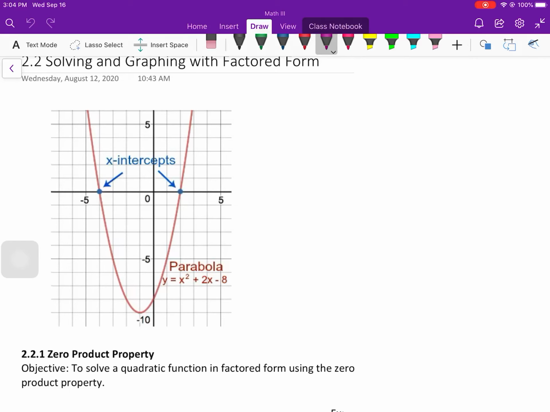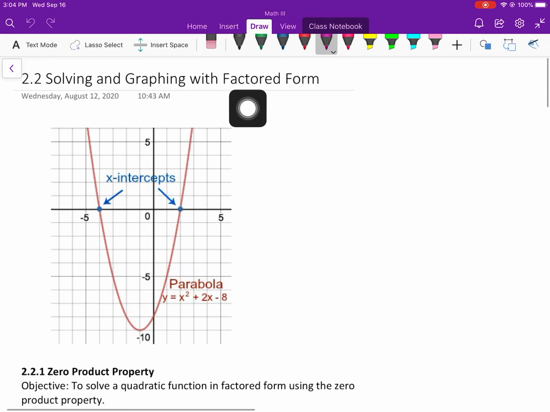This whole section is going to really involve the x-intercepts, which is the whole point of this graph. But we're going to focus in on how do we find the x-intercepts with, guess what? Factored form. Now, we spent that whole last unit just factoring, right? So let's put it together. What does factored form give us? It gives us the x-intercepts, and let's explain why.